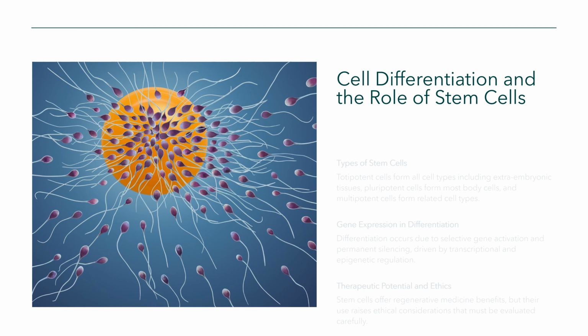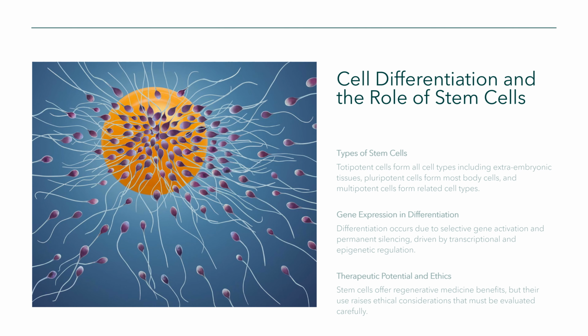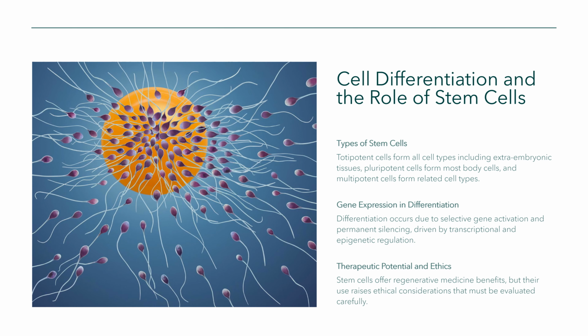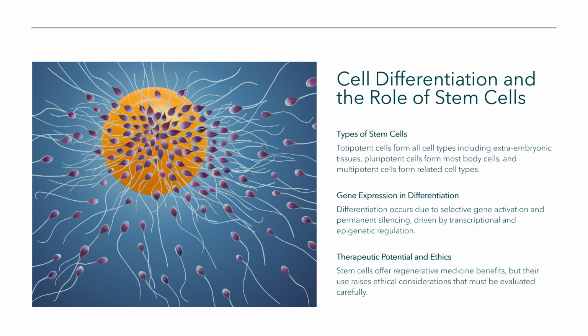Cell differentiation is the process by which unspecialized cells become specialized in structure and function, and it is driven by changes in gene expression rather than changes in DNA sequence. Totipotent cells, found in early embryos, can give rise to all cell types including extraembryonic tissues. Pluripotent stem cells, such as embryonic stem cells, can form most body cell types but not placental tissue. Adult stem cells are usually multipotent, restricted to forming related cell types.